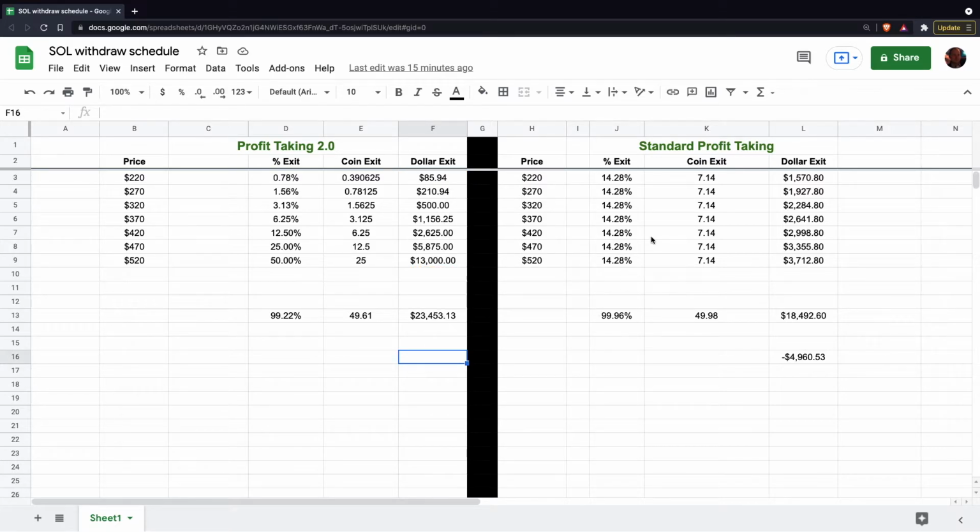So if we do something similar with the traditional profit taking, as you can see, close to 100%, close to 50 coins, it would be $18,400, right? So this is the difference that you can make up with Profit Taking 2.0, right? You're losing out on $4,960 taking the traditional route versus what you could make up with the profit taking 2.0.